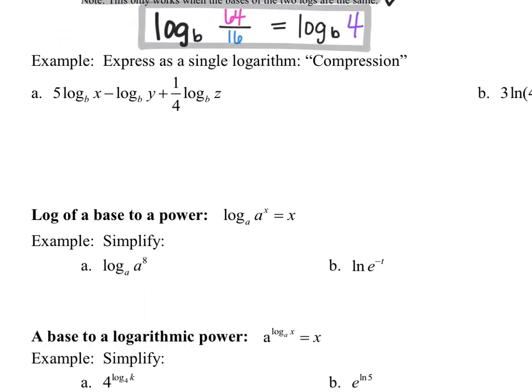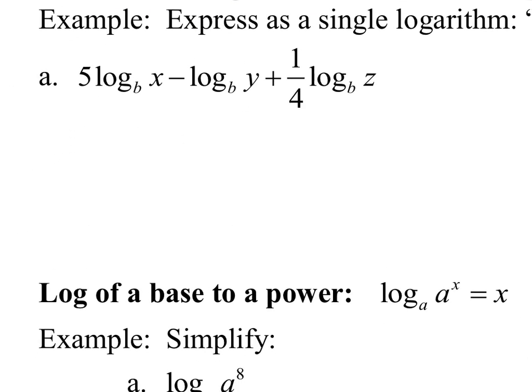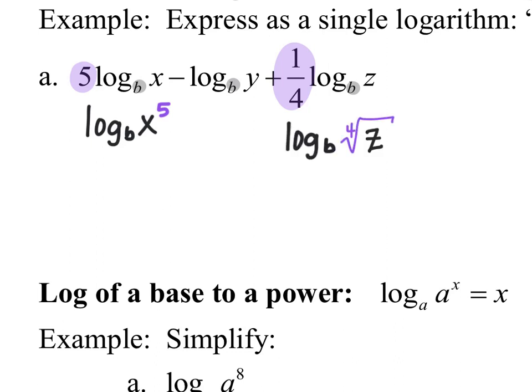Now let's take a look at some of these other examples that we have. Example A, we have 5 log base b of x minus log base b of y plus 1/4 log base b of z. So first of all, every single log has the same base, so we can condense this. And so now we just need to look at the steps and what it's going to take to do that. So what I want to do first is to get rid of the multipliers that are out in front of those logs by applying the power property. So I'll rewrite 5 log base b of x as log base b of x to the 5th, and I'll rewrite 1/4 log base b of z as log base b of the 4th root of z.